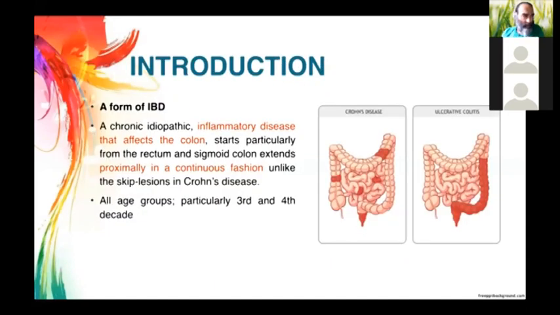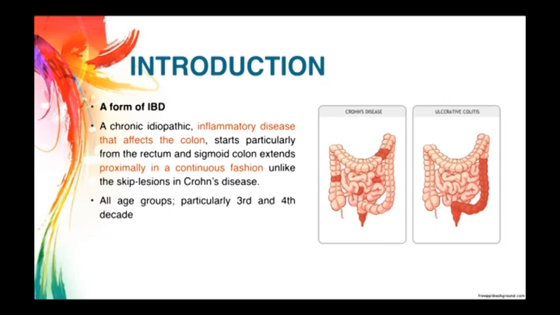Moving to the introduction. Ulcerative colitis is one of the commonest forms of inflammatory bowel disease. It is a chronic idiopathic inflammatory disease that affects the colon, starts particularly from the rectum and sigmoid colon, and extends proximally in a continuous fashion, unlike the skip lesions in Crohn's disease. So in simple terms, the inflammation is continuous in ulcerative colitis, whereas in Crohn's disease, there will be healthy portions in between the inflammatory lesions. It affects individuals in all age groups, particularly those between the 3rd and 4th decades of life.